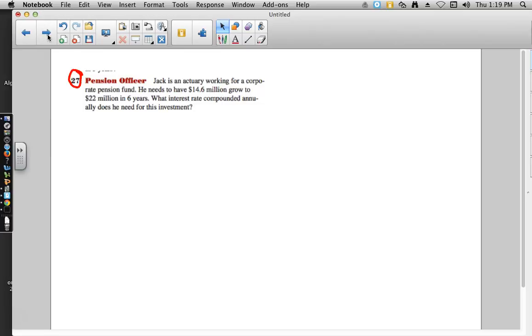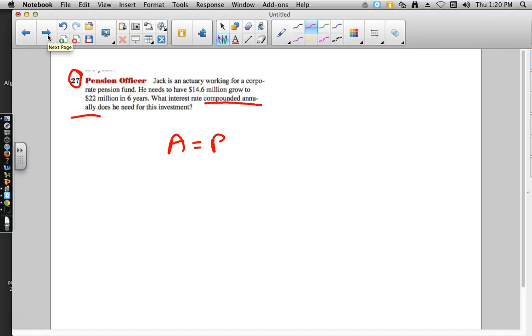Then the next one on your list was 27, which is a pension problem. Jack is an actuary working for a corporate pension fund. He needs to have $14.6 million grown to $22 million in 6 years. What interest rate compounded annually does he need for this investment? So again, you'll notice what I went after right away was how often are we compounding this, because this would be simple interest.